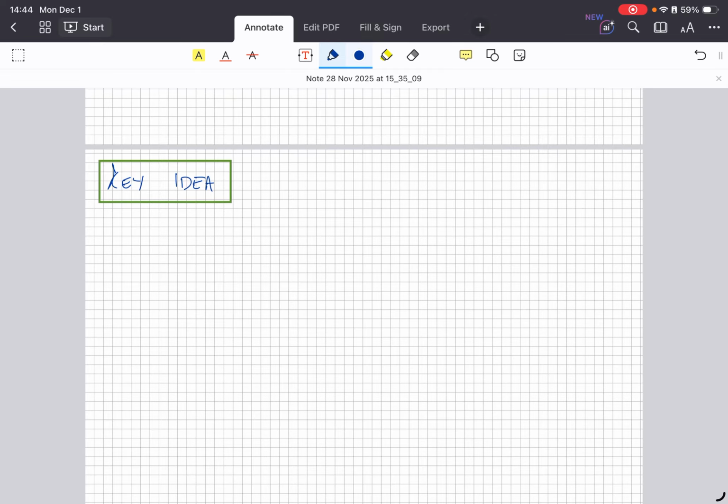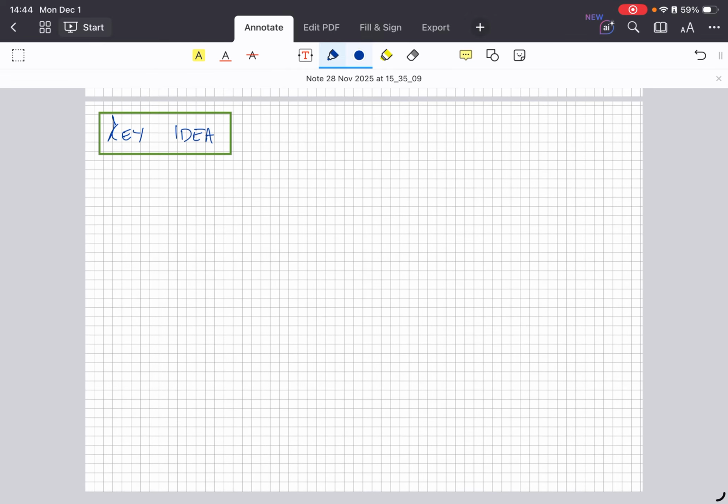So here we are with another key idea from our third lecture on motion in one dimension, or motion in a straight line. The key idea I want you to get from this lecture is about the relationship between the three quantities: position, velocity, and acceleration. In this lecture in particular, we introduced the concept of acceleration, and we saw how it's related to velocity.